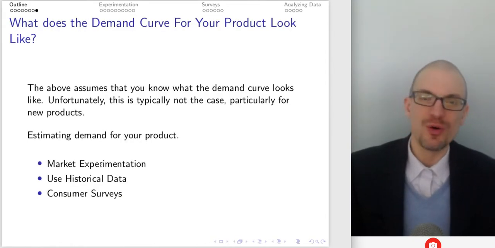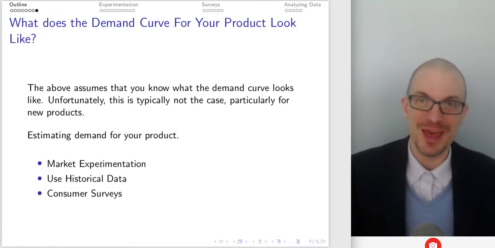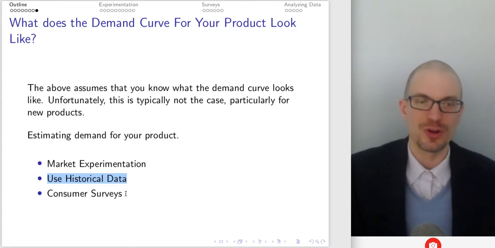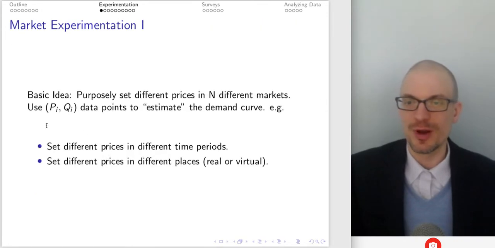All right, so now what I've just done is our starting point, but what if we don't have our demand curve? We have to build it. Especially for new products, we might need to build our demand curve. We could use market experimentation, which I'll talk about. We might be able to use historical data, but that's questionable and might not be applicable in all cases. And we could probably use consumer surveys. That would generally be the recommendation.